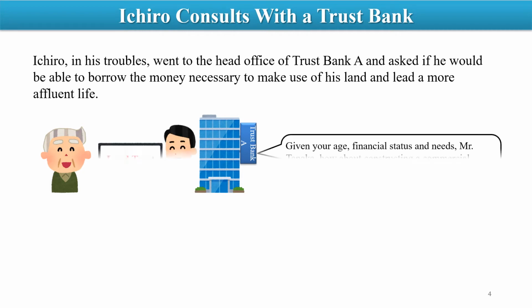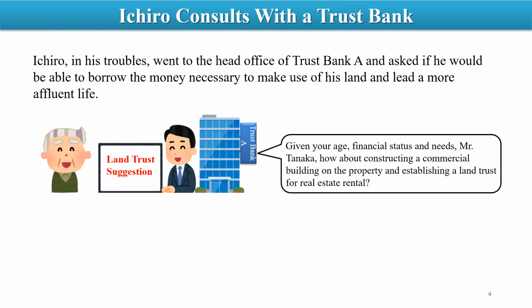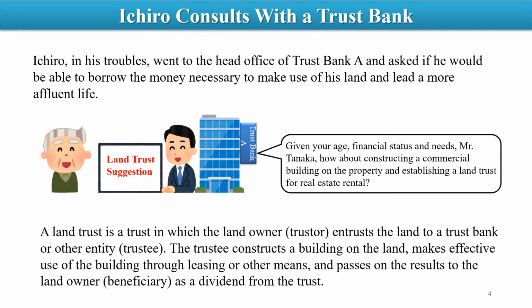Based on Ichiro's age, financial status, and needs, the person in charge at Trust Bank A suggested that Ichiro build a commercial building on the property and establish a land trust for the purpose of real estate leasing. A land trust is a trust in which the landowner, the trustor, entrusts the land to a trust bank or other entity, the trustee. The trustee constructs a building on the land, makes effective use of the building through leasing or other means, and passes on the results to the landowner, the beneficiary, as a dividend from the trust.